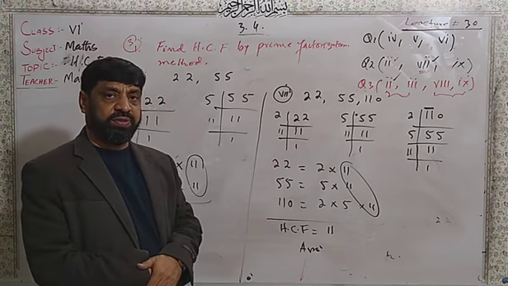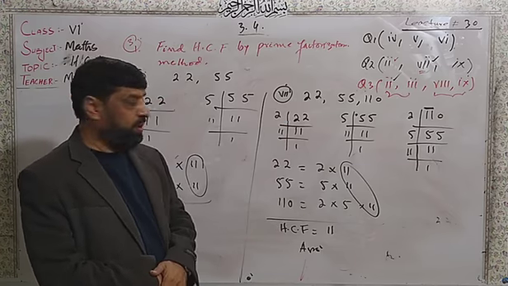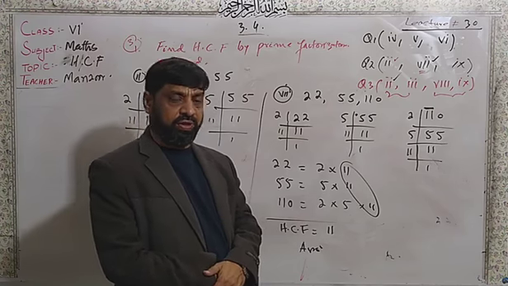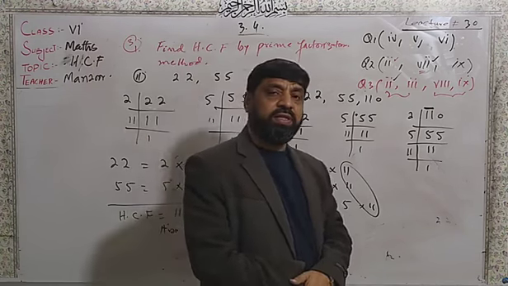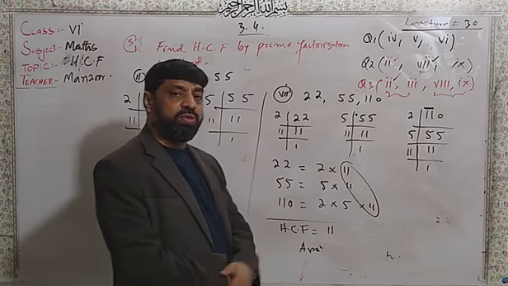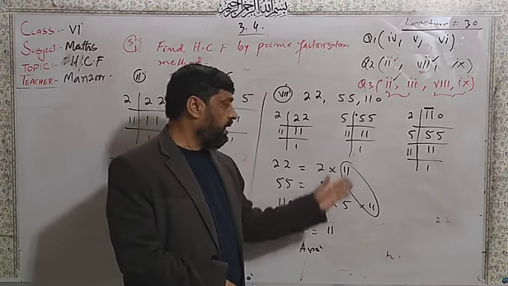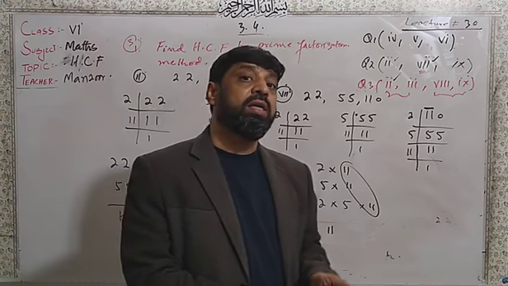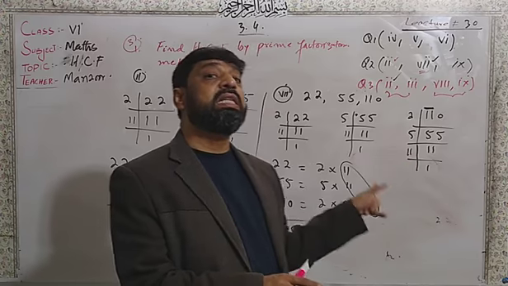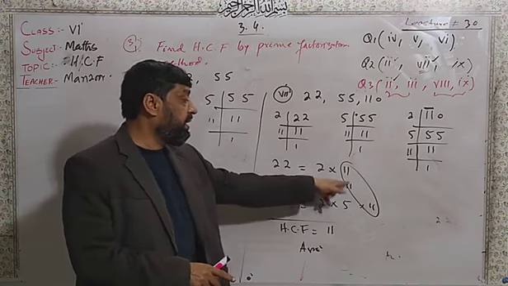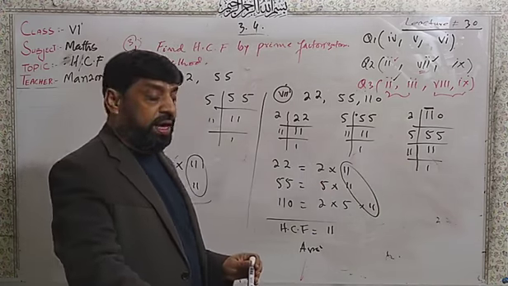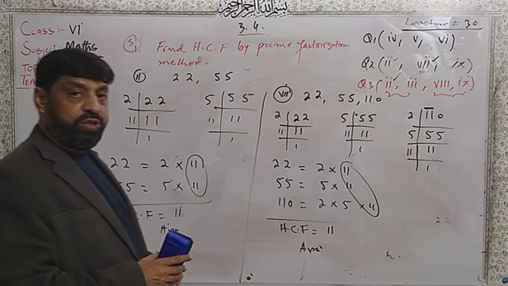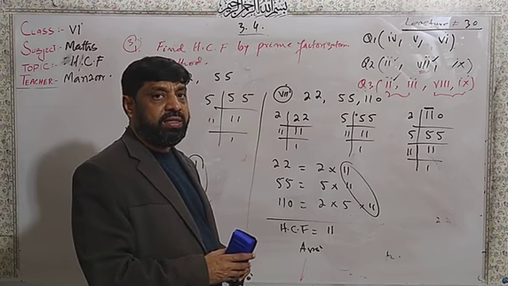We will first find the prime factors of 22, which are 2 into 11, then of 55, which are 5 into 11, and of 110, its factors are 2 multiply 5 and 11. And after all, we will find the common value which is present in all 3 given values. That is the 11 that is present in all, and 11 is the highest common factor that can divide 22, 55 and 110.